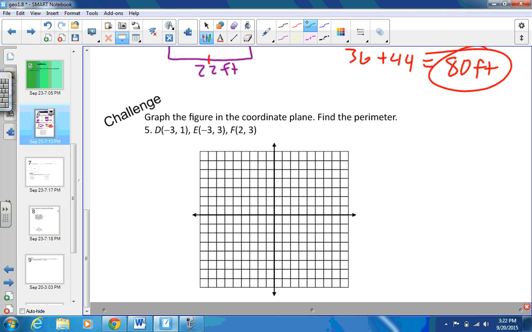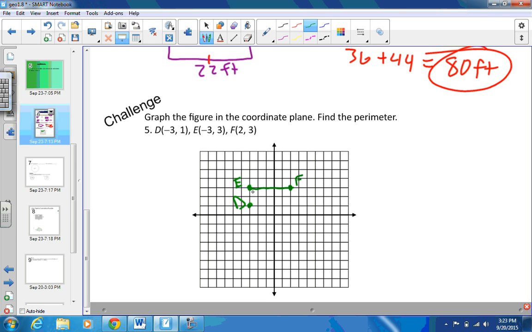We'll graph it. So -3, 1, that would be point D. 1, 2, 3, and 1. That's point D. -3 and 3, that is point E. And 2 and 3 would be point F.